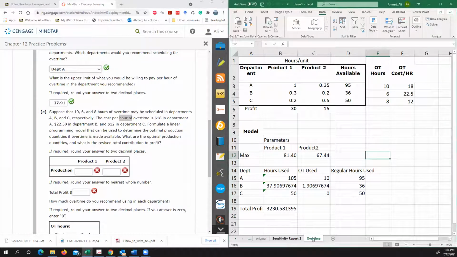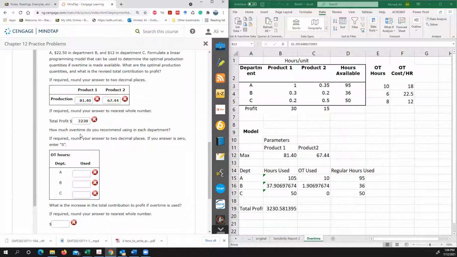So this is the sensitivity report number 2. This is the overtime. So this is our new outcome. So let's enter these values. 67.44. What is the total profit? 3230.58. Oh, nearest whole number. Okay, 3230. How much overtime do you recommend using each department? So this is the overtime we recommend for each department.